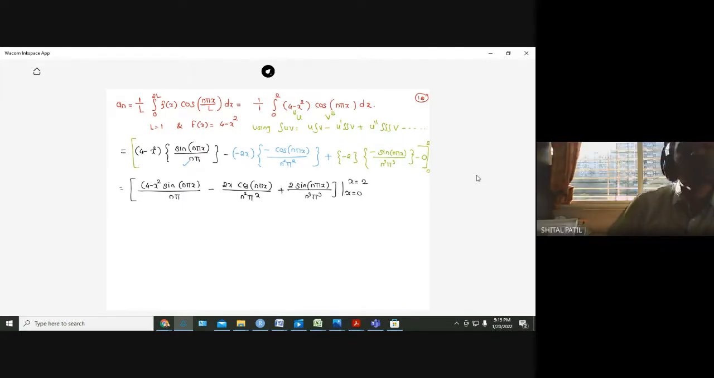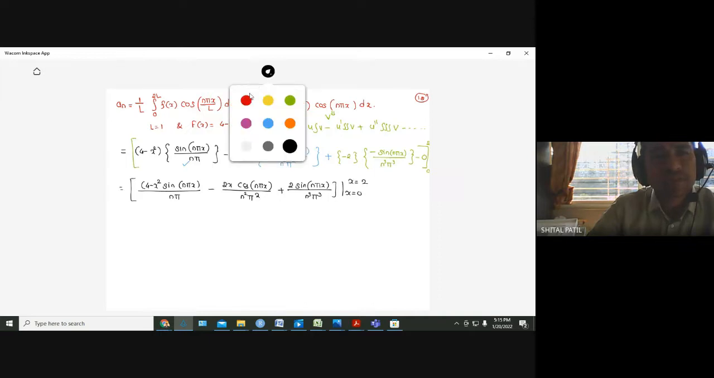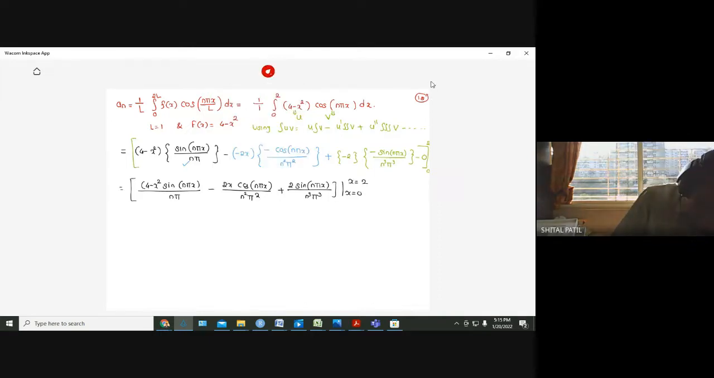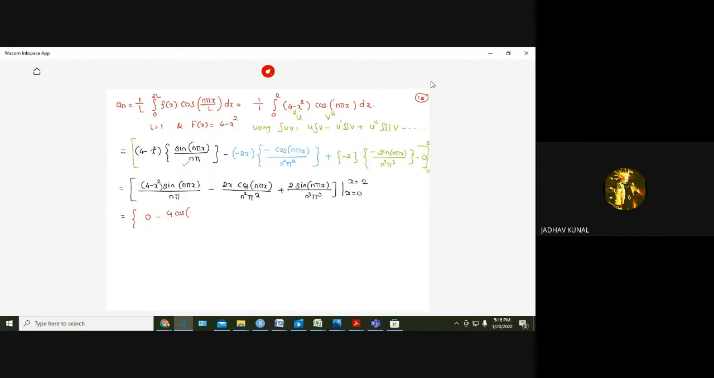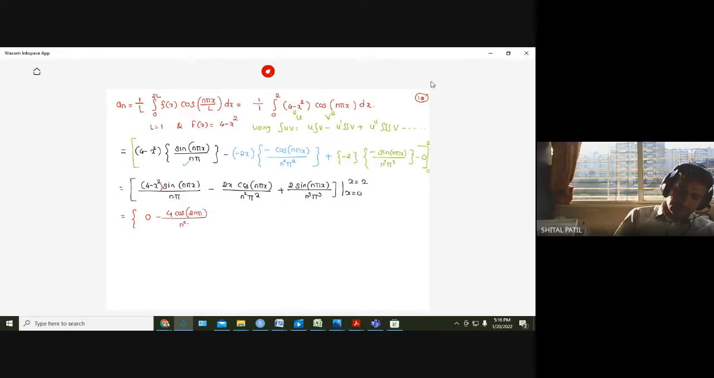From x equal to 0 to x equal to 2. Let us start with the upper limit. X equal to 2: 4 minus 2 square is 4, 4 minus 4 is 0. First term is 0. Then x equal to 2: 4 times cos of 2n pi divided by n square pi square, plus 0, plus 2 sin of 2n pi divided by n cube pi cube.